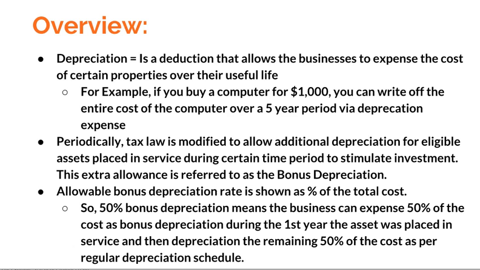Usually the allowable bonus depreciation is shown as a percentage of total cost. So 50% bonus depreciation means the business can expense 50% of the cost of a particular fixed asset as bonus depreciation during the first year that the asset was placed in service. Then the remaining 50% of the cost will be depreciated over the useful life of that particular asset through regular depreciation. So as you can see, bonus depreciation can be very useful for a business as it allows additional depreciation in the current year, thus reducing the tax liability of the current tax year.